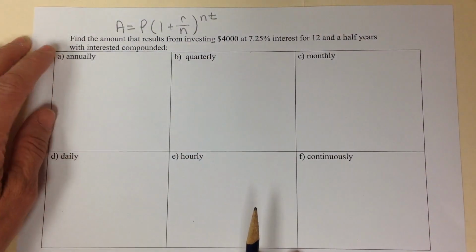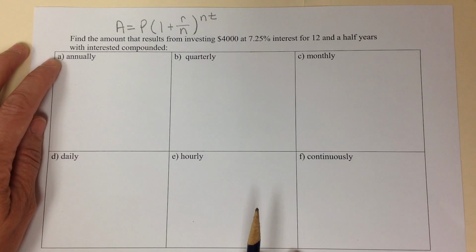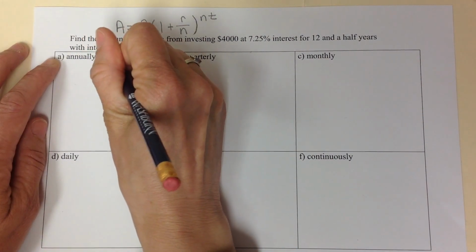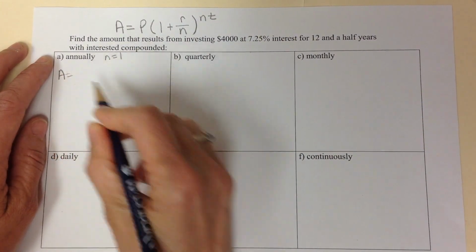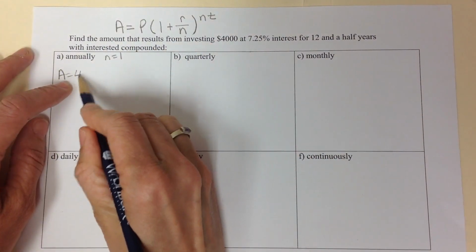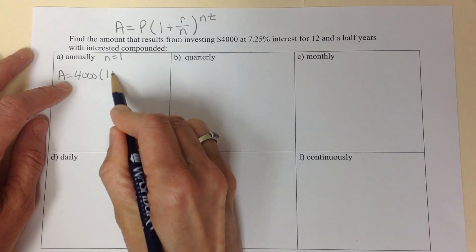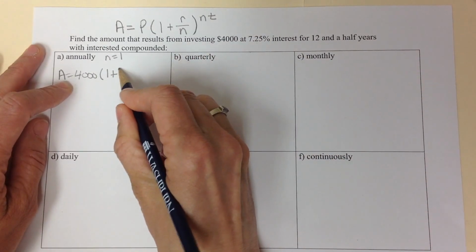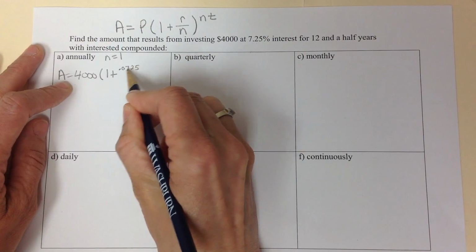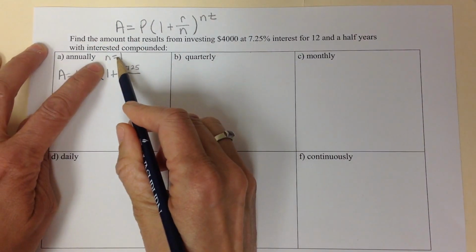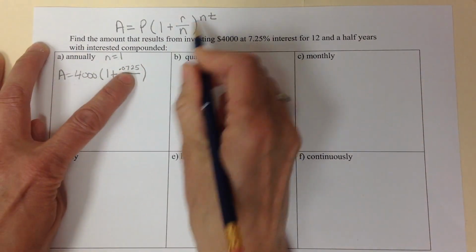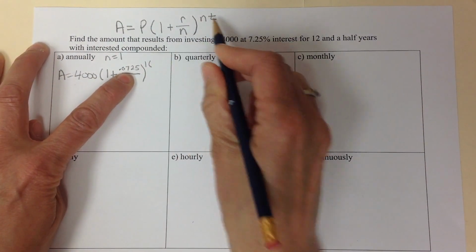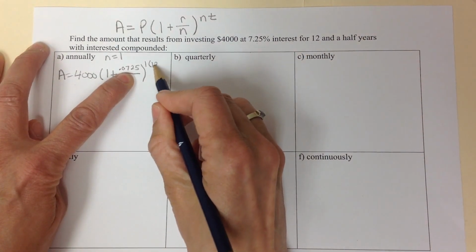So for this first one, if we're compounding annually, the number of times we compound in a year is just 1. So the key here is n is going to equal 1. Alright, so A equals P, the amount we put in is 4,000, times 1 plus the rate in decimal, which is 0.0725, over n, again the number of times we compound in a year, which is just 1 for annual. And then n is in the exponent. Time in years, 12 and a half, so 12.5.